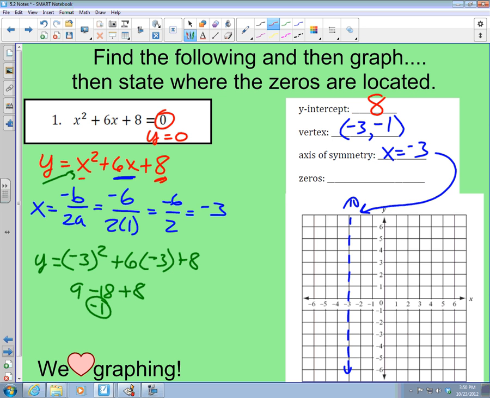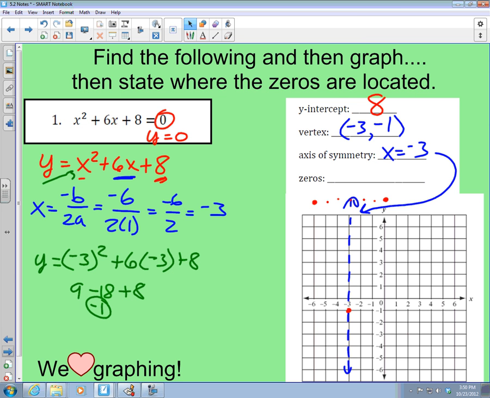Here is negative 3, negative 1. Here's our vertex. I know my y-intercept, 6, 7, 8 is right about here. Now that's 1, 2, 3 units away from the axis of symmetry. So 1, 2, 3 units over here.